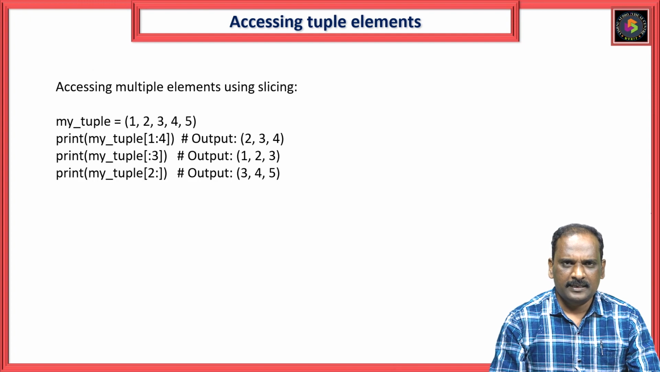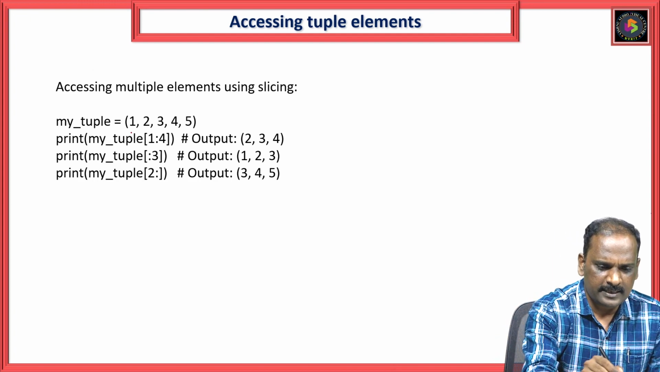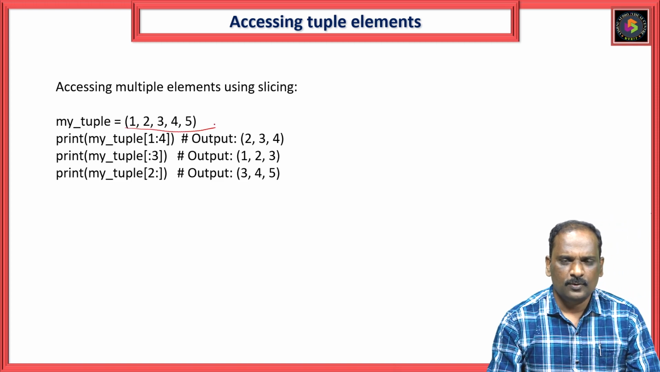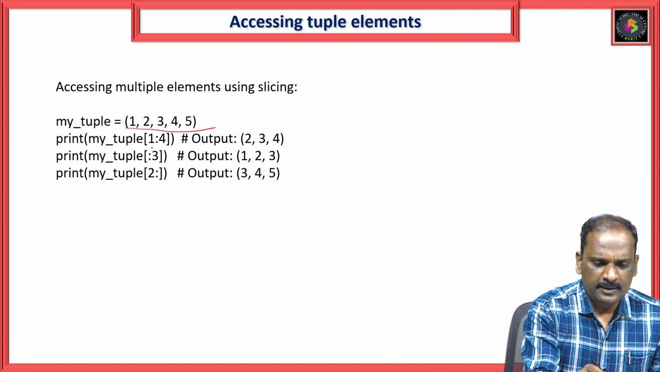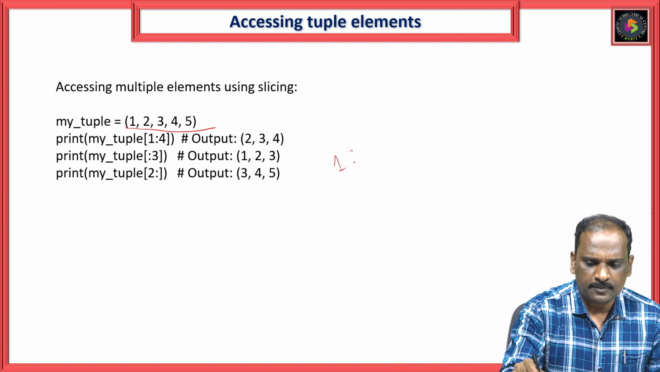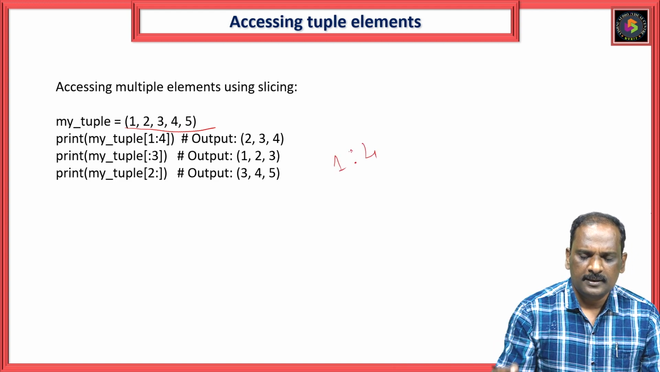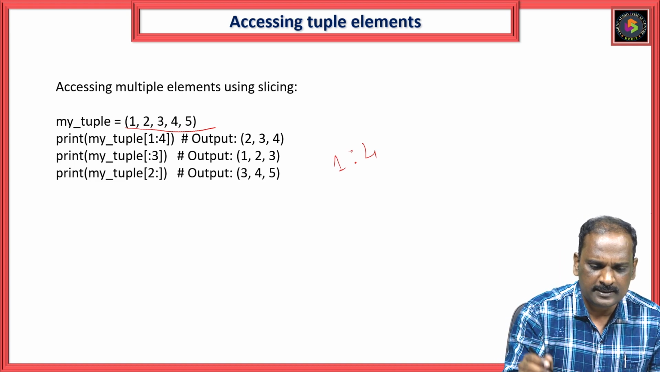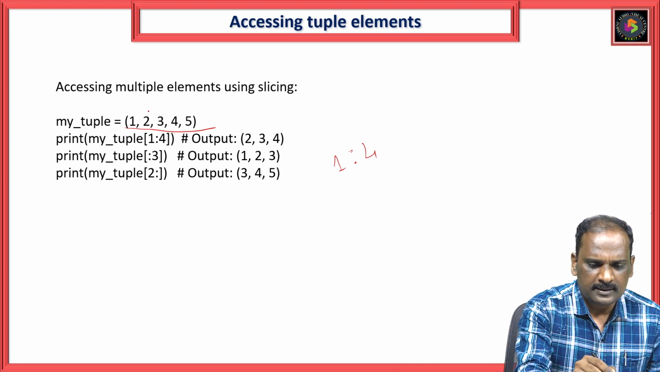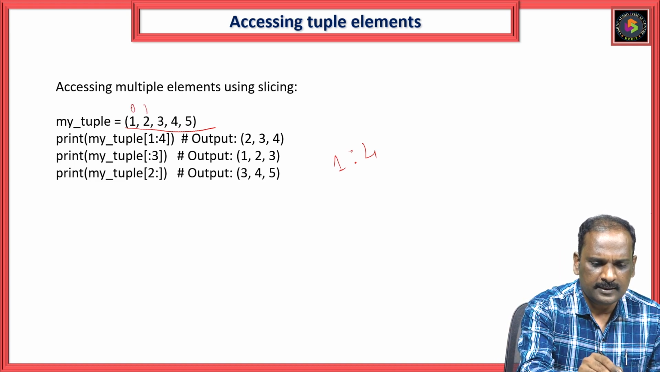So now we shall see the accessing of elements by using slicing. Here a tuple is created. The tuple is containing 1, 2, 3, 4, 5 elements. Now slicing. Here tuple 1:4. As we seen in the list, the last index is not considered. So what are the elements in here? This is at index 1, this is at index 2, 3, 4.